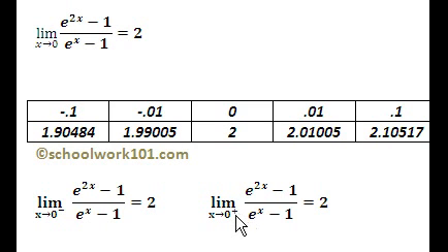And this plus sign means that we're coming in from the right-handed side, and the limit is also equal to 2. And if both of these numbers are the same, then we can say the limit as x approaches 0 is equal to 2. However, if these two numbers are different, then this limit does not exist. So this down here is known as one-sided limits.